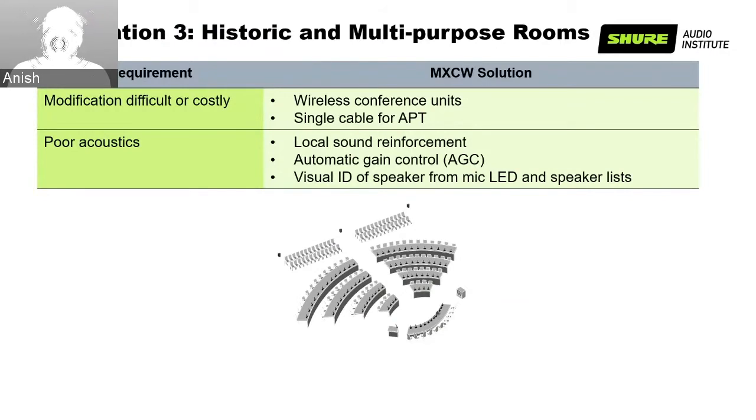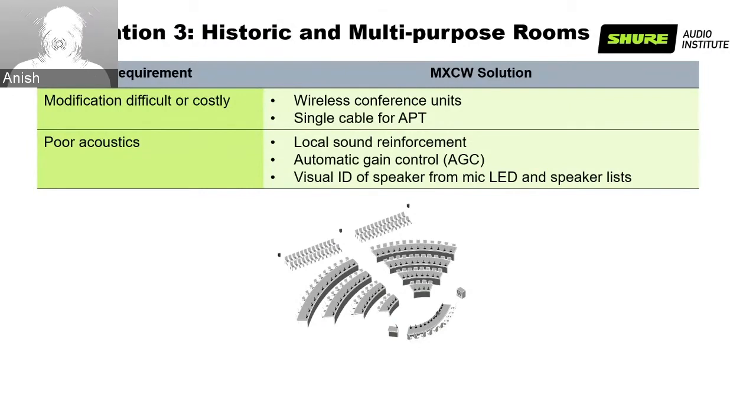Again, MXCW easily meets these needs because modification is not at all an issue, since only a single Cat5e or Cat6 cable is required for the whole system. The transceiver unit just has one Cat6 cable, and the acoustics in these rooms are improved by the personal monitoring options found on each unit, and automatic gain control on each audio signal is possible.